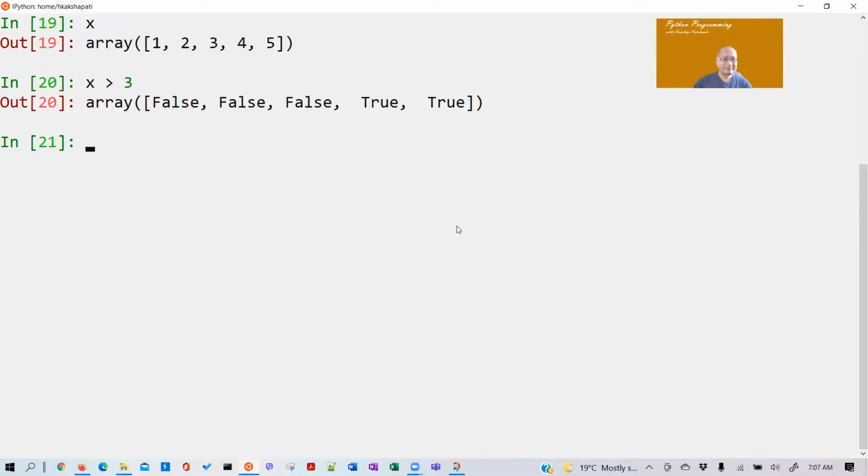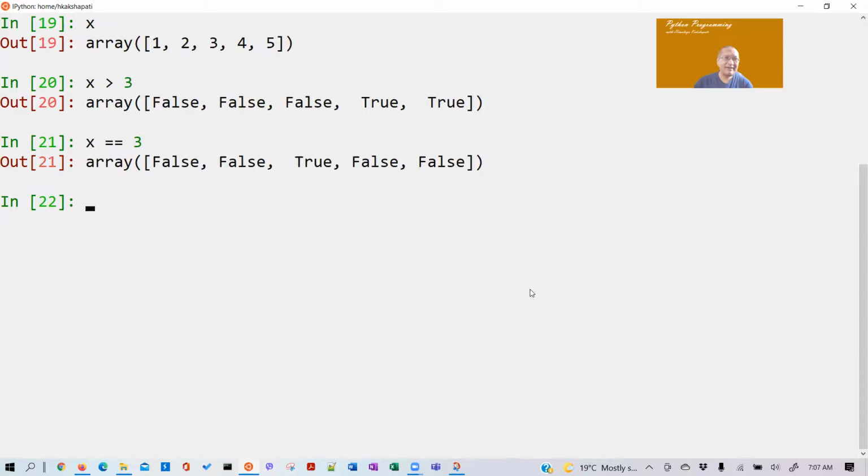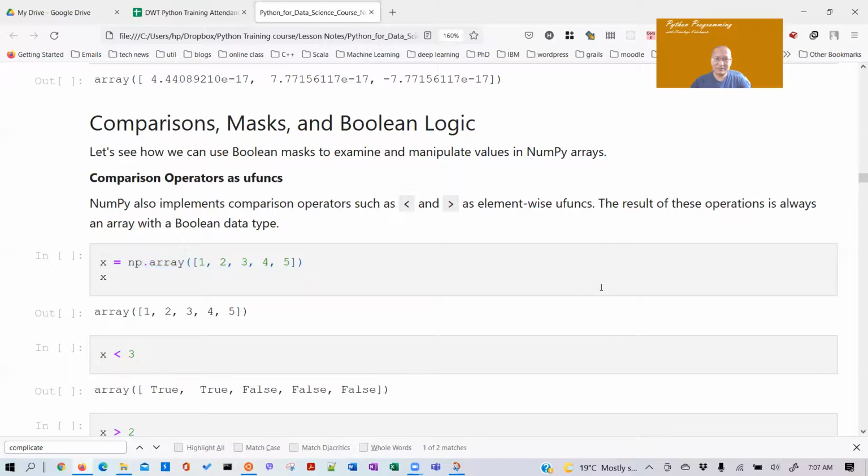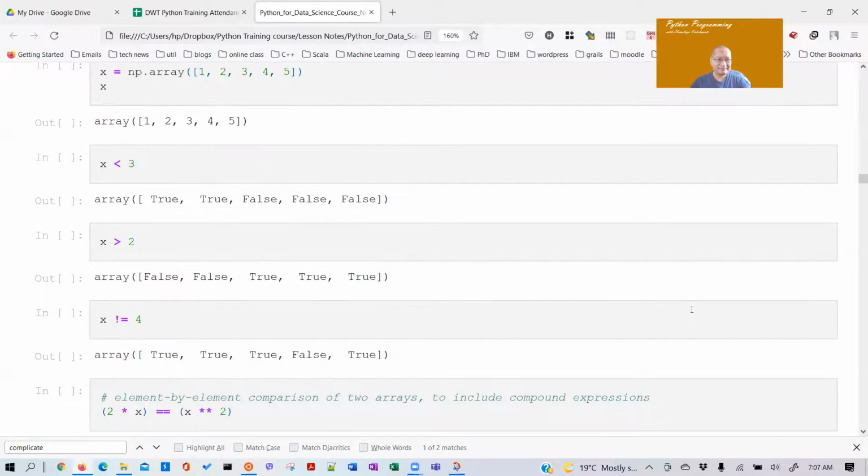Likewise, you can do X is equal to 3. The result is false, false, true, false, false. Very good. Now this is something called a Boolean mask. It makes your computation so easy, and your expression is so simple.